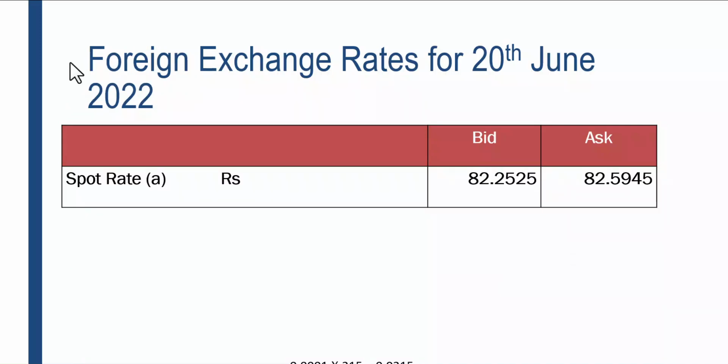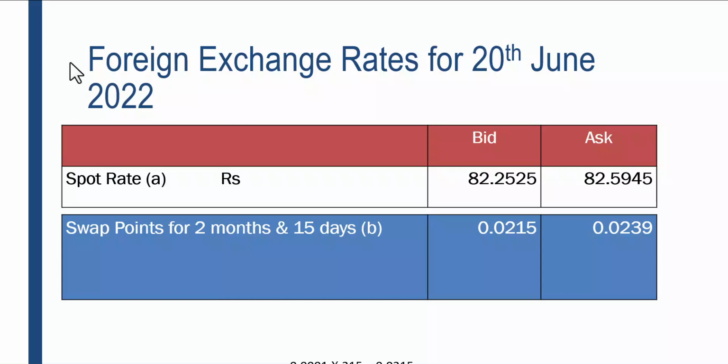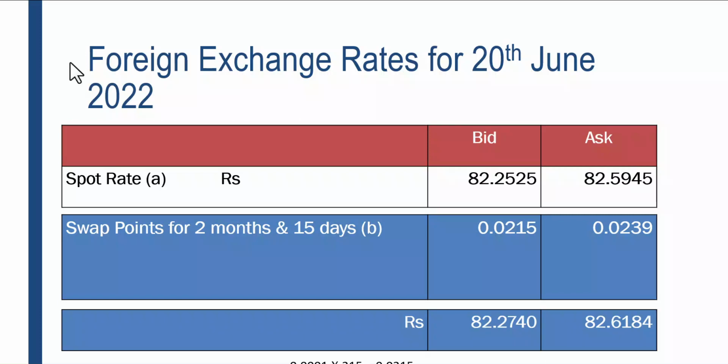Now we have to arrive at the rate for 20th of June. So swap points for 2 months and 15 days will be 0.0215 and 0.0239. We have actually assumed the swap point as 0.001, so we are going to just add. So this is the rate on that day. Is that okay?